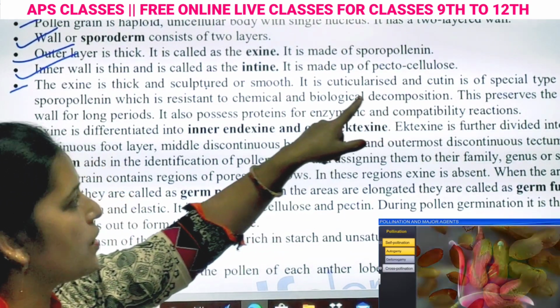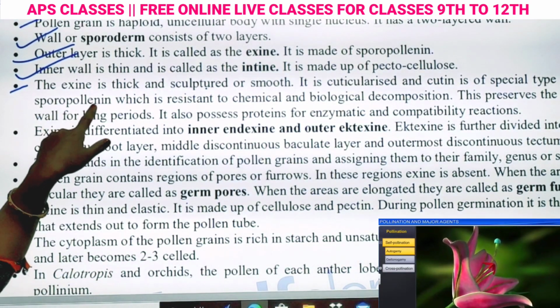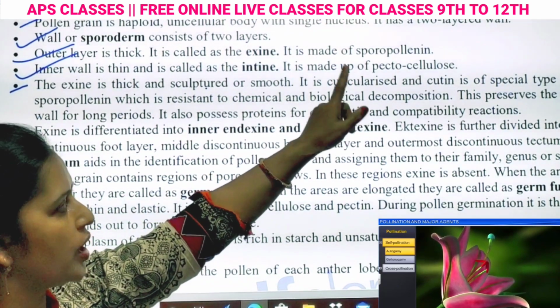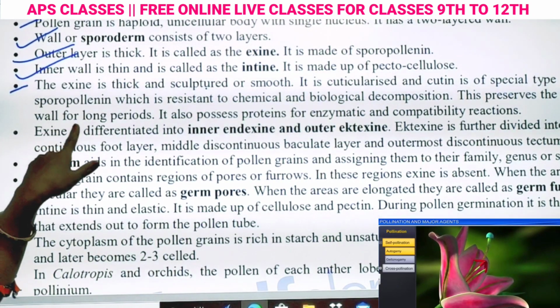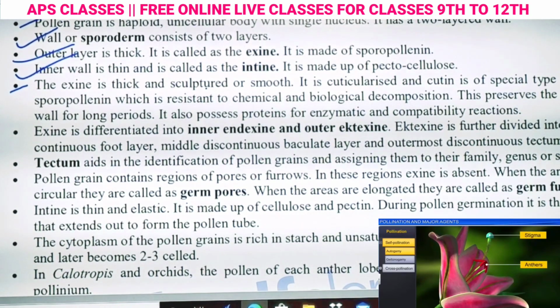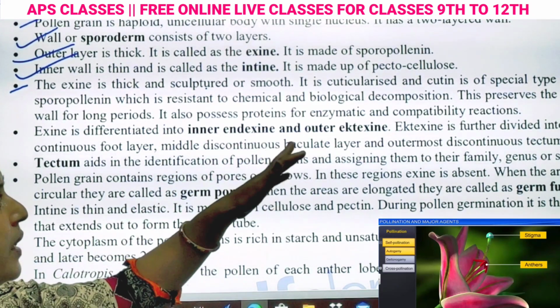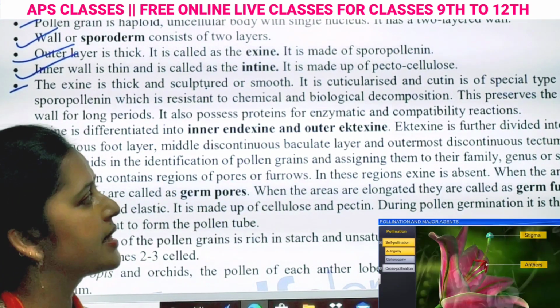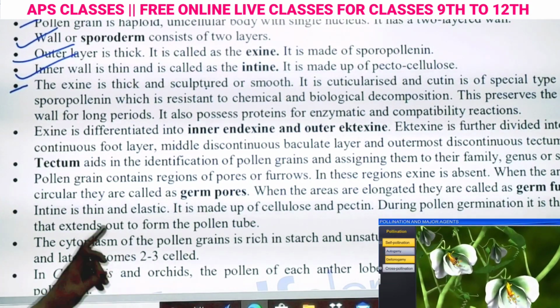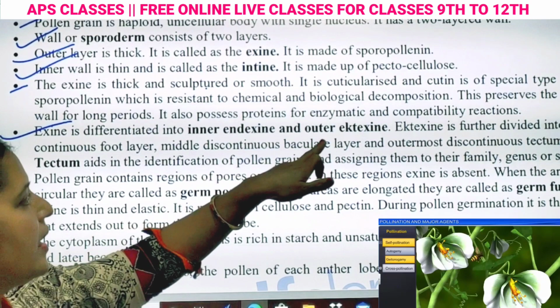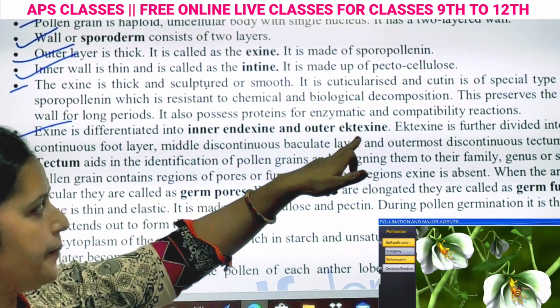Cutinized, and cutin is of special type called sporopollenin, which is resistant to chemical and biological decomposition. This prevents the pollen wall from decomposing for long periods. और ये जो pollen wall है वो काफी लंबे समय तक preserve रहती है. It also possesses proteins भी होते हैं इसमें for enzymatic as well as compatibility reactions. Exine is differentiated into inner endexine and outer ectexine.